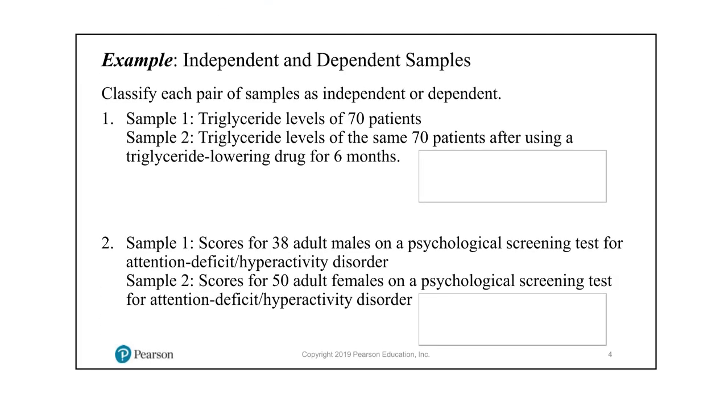Let's look at some small examples. Are these independent or dependent? If sample 1 were triglyceride levels of 70 patients, and sample 2 were triglyceride levels of the same 70 patients after using a triglyceride-lowering drug for 6 months, the question is, are they linked? Well, yes, because we're looking at 70 patients and the same 70 patients after using this drug. There is a direct link where you're looking at the same people in a before and after situation, which is very common to dependent samples. So this is dependent.